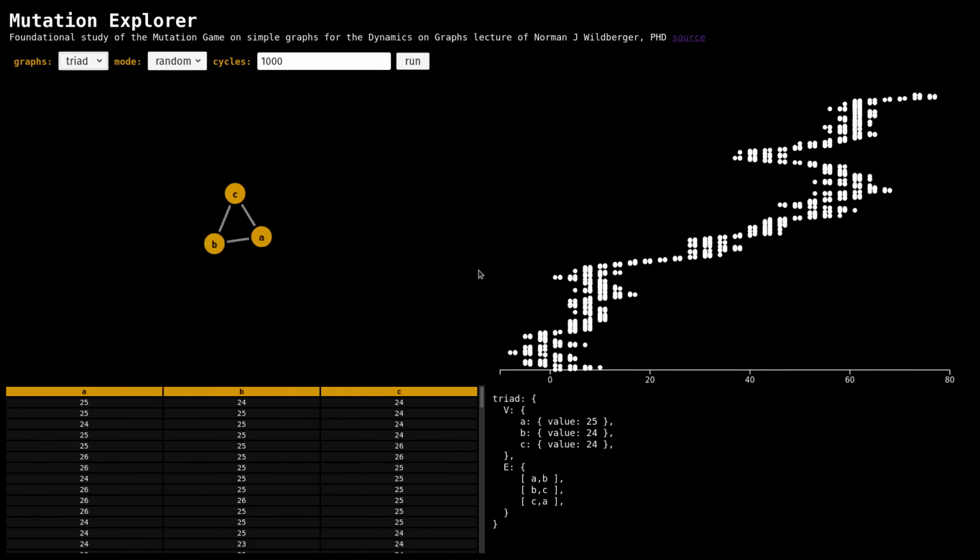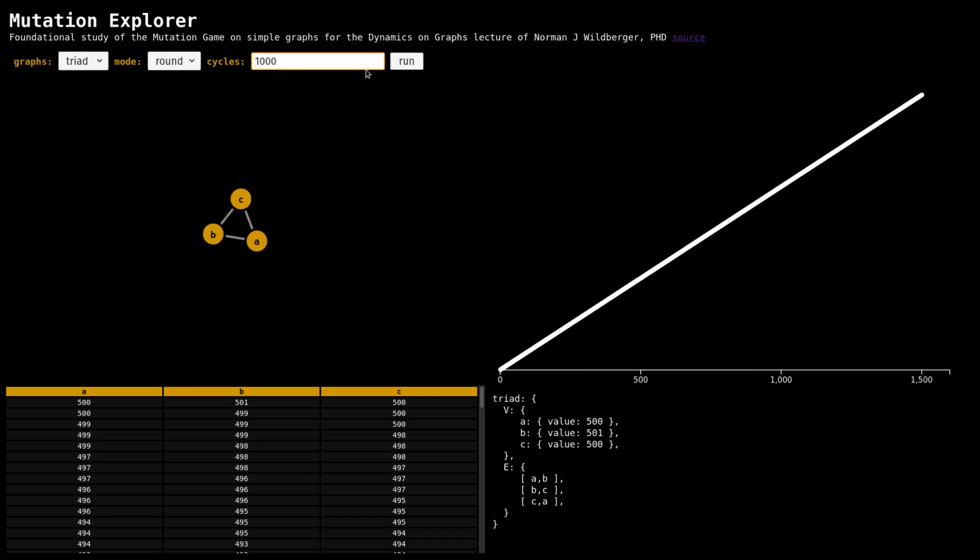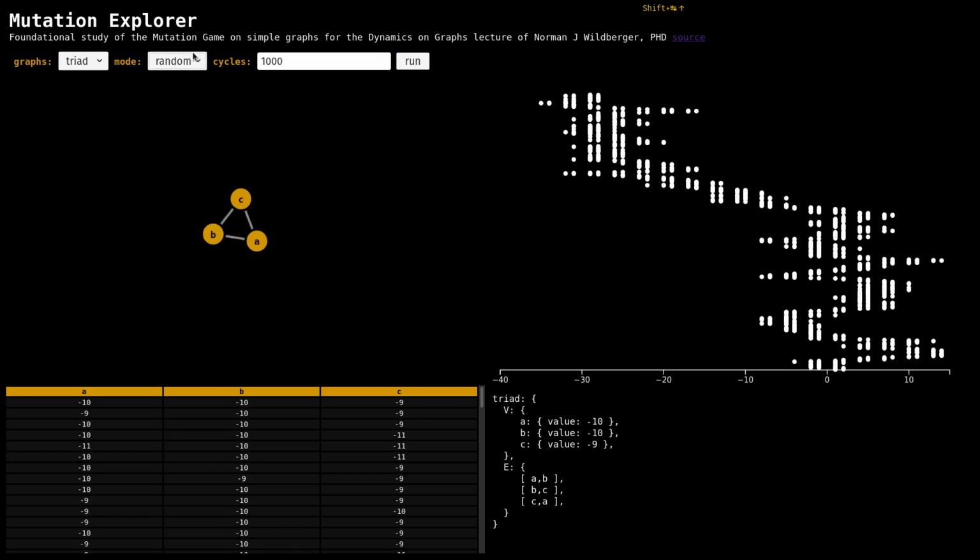But let's take a more interesting one, so a triad here. And you can see this very interesting pattern is starting to occur, these stripes. So there are missing values in this graph. And if we go to round, you can see that this is definitely going to take off if we do a round robin execution of mutations. But if we do random, it kind of stays bound. So even after 1,000 iterations, we're just at negative 40 here and 12 or 15 or something like that.